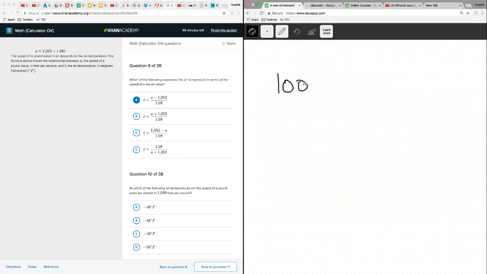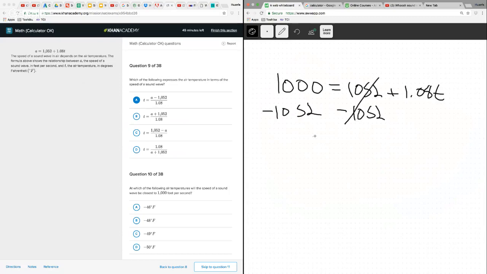So that means we're plugging in, this is a plug-in chart, we're plugging in 1,000 for A, 1,052 plus 1.08 T. We've got to find T, we've got to find air temperature. Let's subtract 1,052 from both sides, right? We're solving for T. Negative 52 equals 1.08 T.